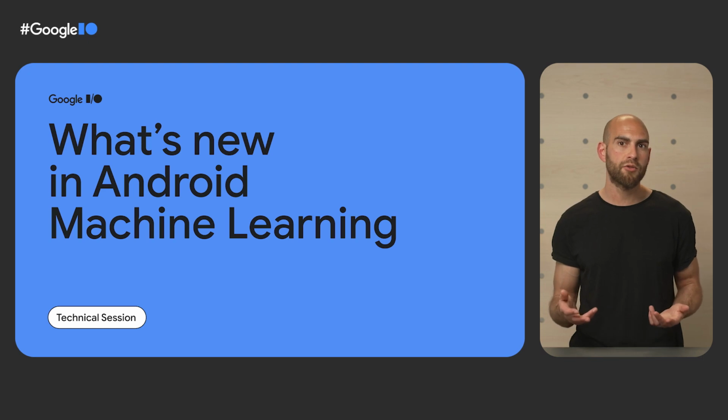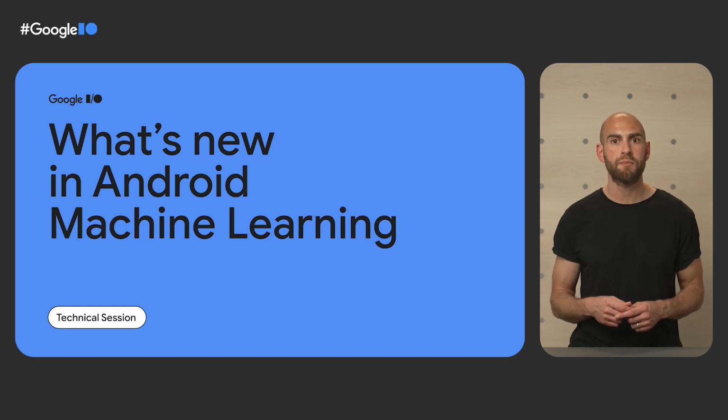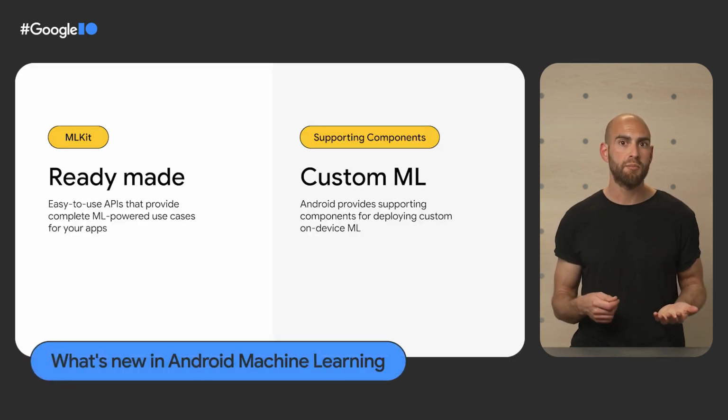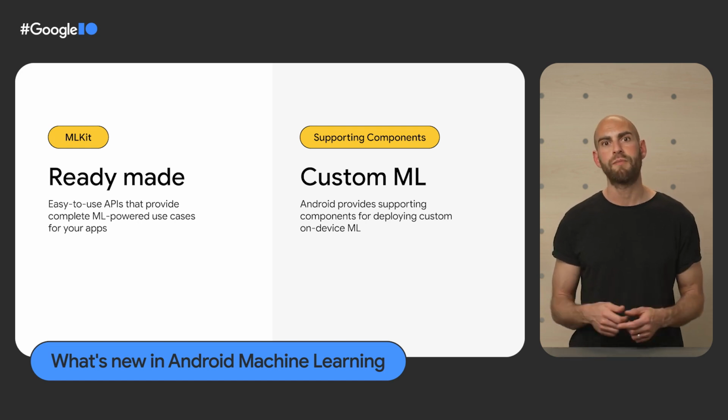Machine learning continues to progress and enable new user experiences in your apps. Check out What's New in Android Machine Learning to hear the latest developments in on-device ML. We'll cover the two main ways of using ML in your apps: using ML Kit, our ready-to-use mobile ML SDK, or going custom with the help of Android's custom ML stack.